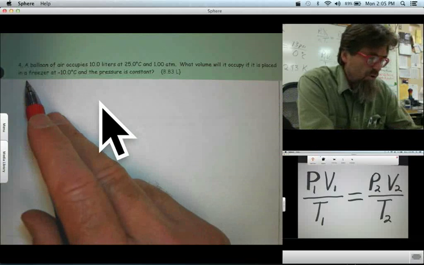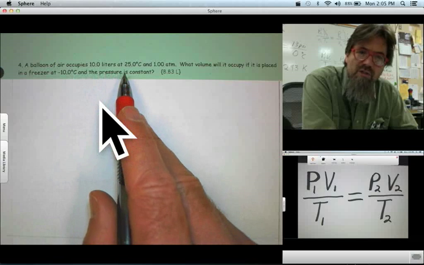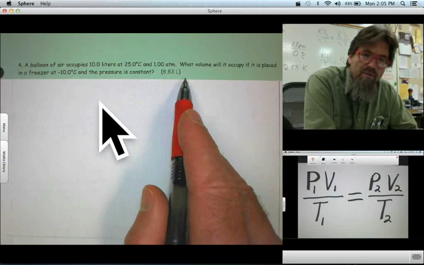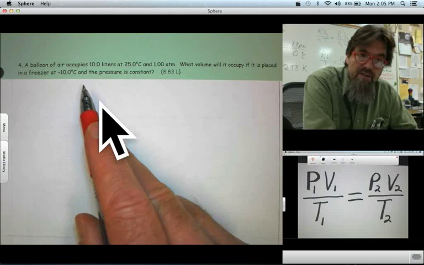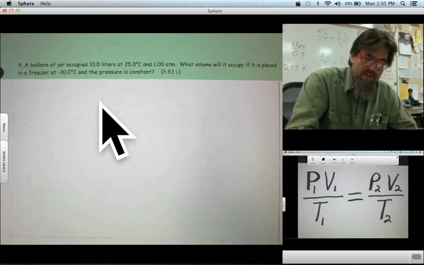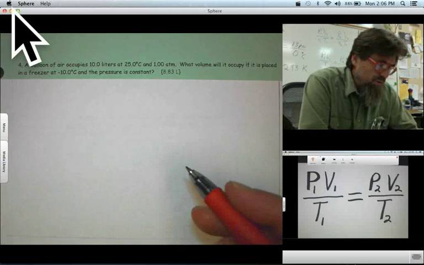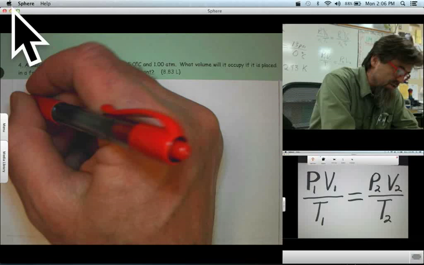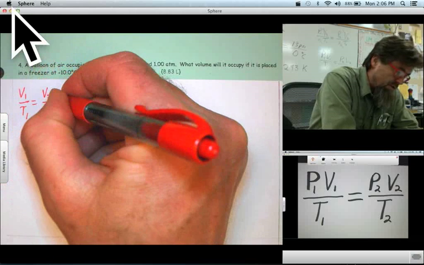Question 4. A balloon of air occupies 10.0 liters at 25 degrees C and 1 atmosphere. What volume will it occupy if it's placed in a freezer at minus 10 degrees C and the pressure is constant? Okay, the pressure is constant, so in our combined gas law, we will ignore pressure, and we're left with the following starting equation. V1 over T1 equals V2 over T2.